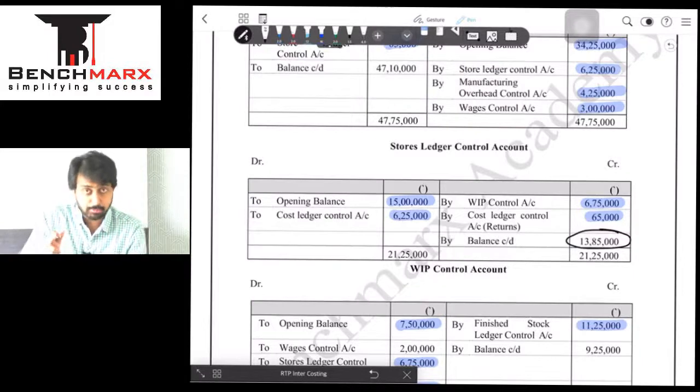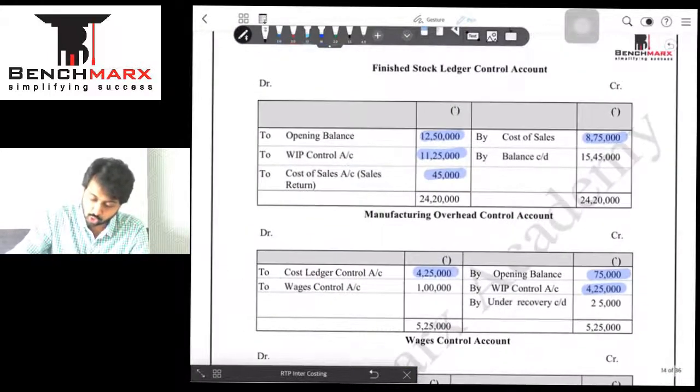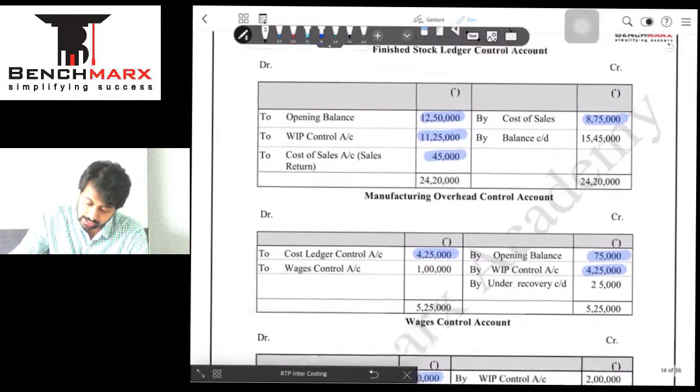ठीक है, WIP बैलेंस करने के पहले I will need to balance wage and overheads account. So go to overheads account. Do I have the opening balance? Yes. Do I have the cost में transfer? Yes. Do I have WIP transfer? Yes. Then where is the wage का indirect labor?